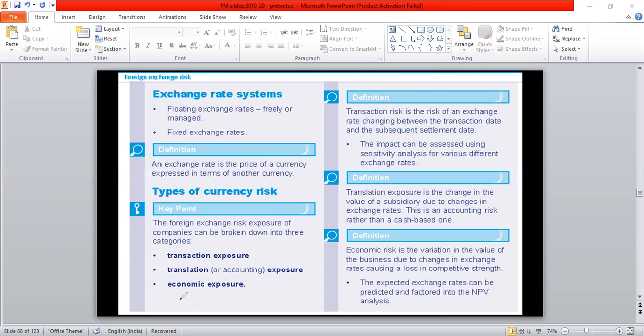The definitions are given for all these three here on this side. What is transaction exposure or transaction risk? It is the risk of an exchange rate changing between the transaction date and the subsequent settlement date. The example we were quoting just now: suppose a transaction starts on February 1, but the final payment and settlement would be made on March 1. When they enter into a transaction of buying or selling or rendering some service, but the payment is on March 1, how would they make the payment?